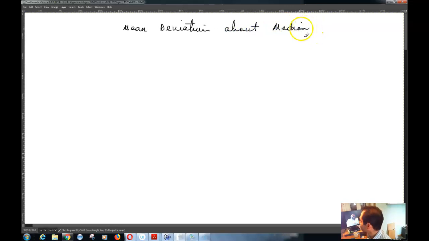Or suppose that you have another example number 3. You want to find the mean deviation about median. Mean deviation about median for the following data. So the data that what you want to calculate is mean deviation about median.